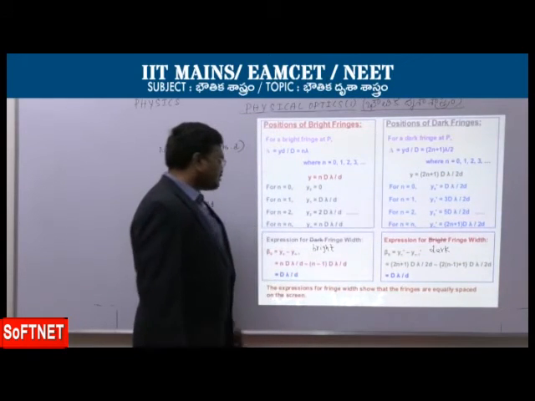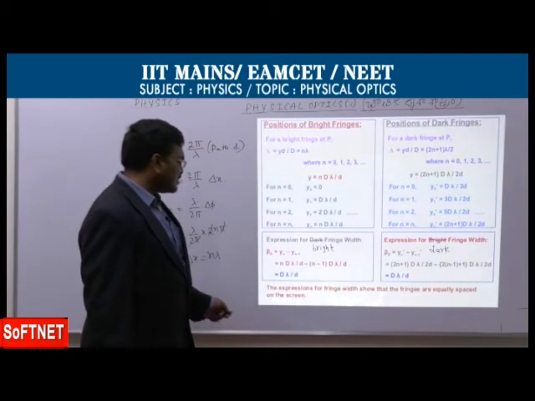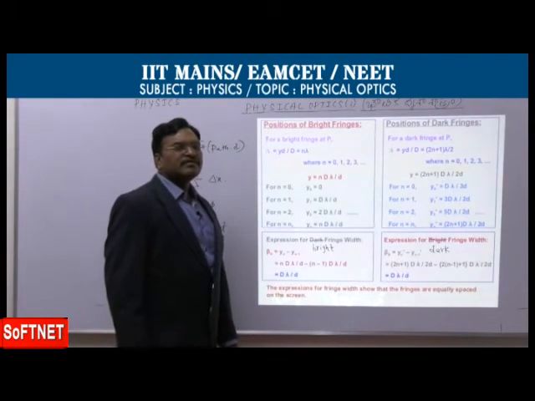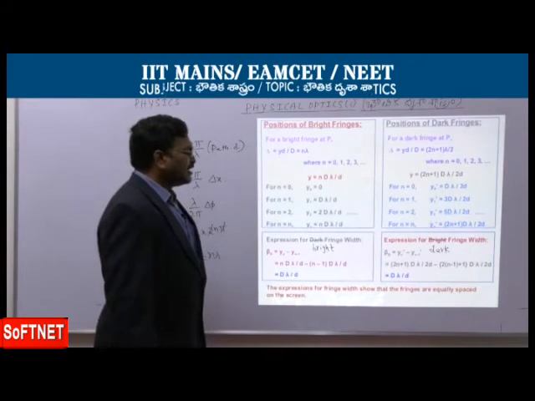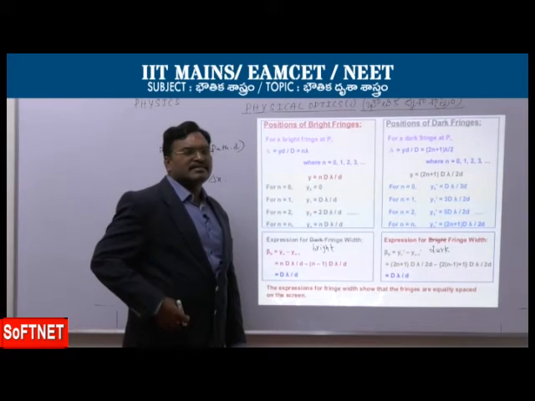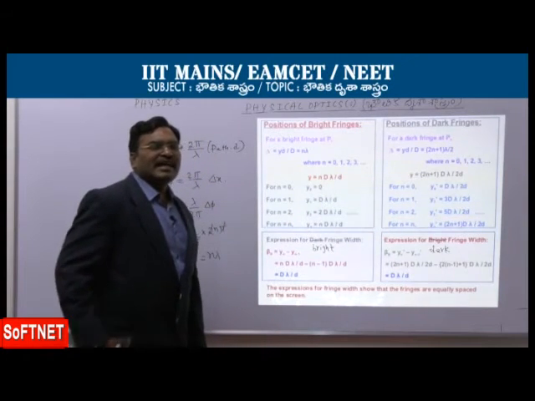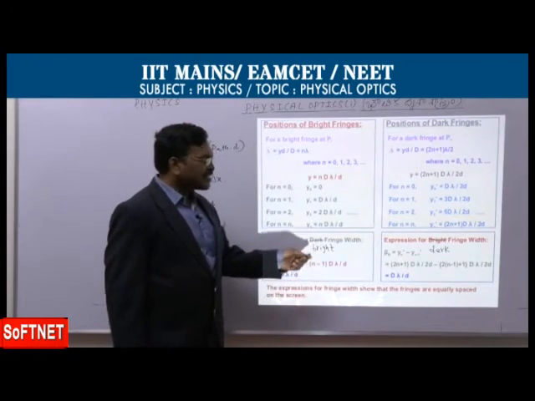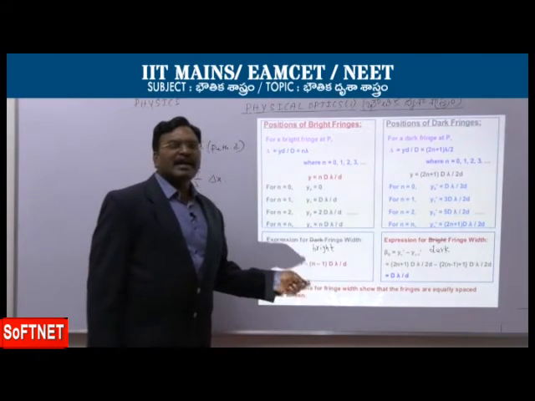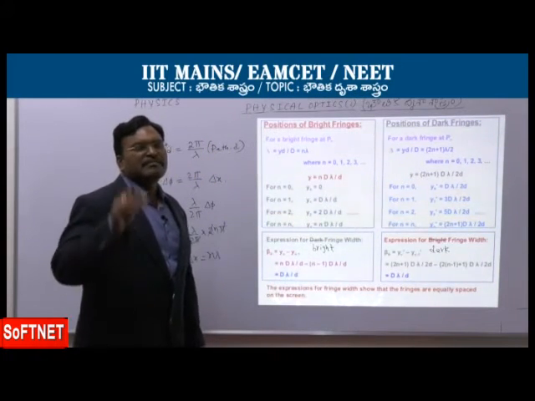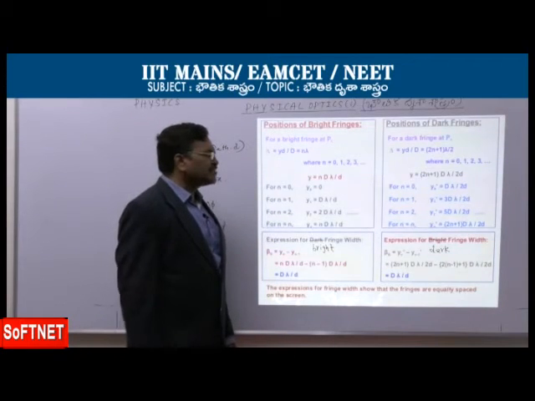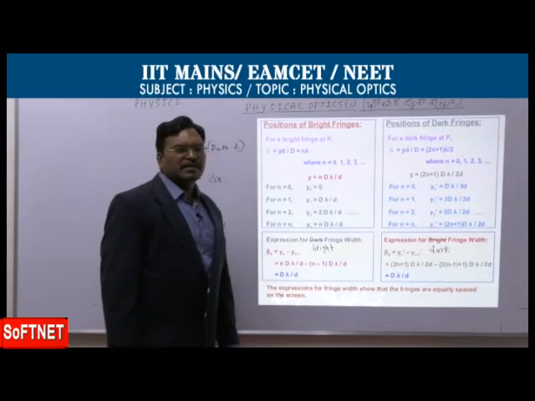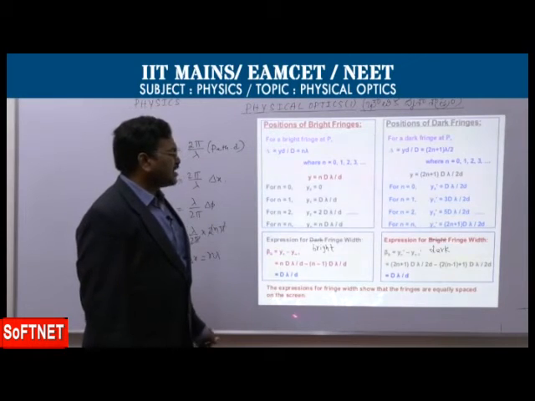The expression for fringe width shows the fringes are equally spaced on the screen. So the dark band and bright band occupy the same space. The fringe width, the distance between successive bright bands, we got D lambda by d. Successive dark bands also, how much did we get? D lambda by d. So the space occupied by the bright bands and dark bands is the same.